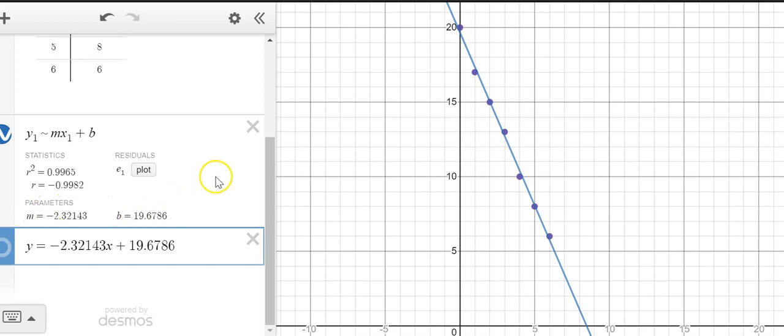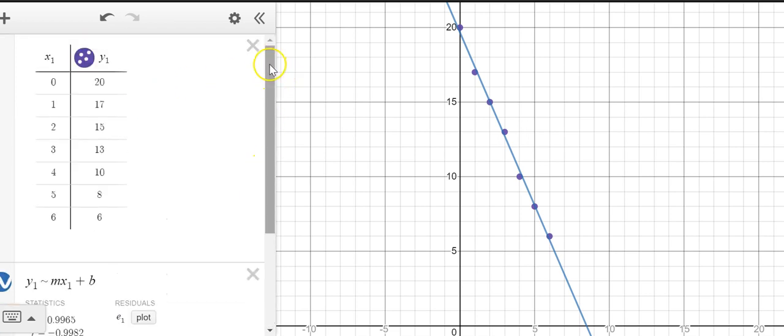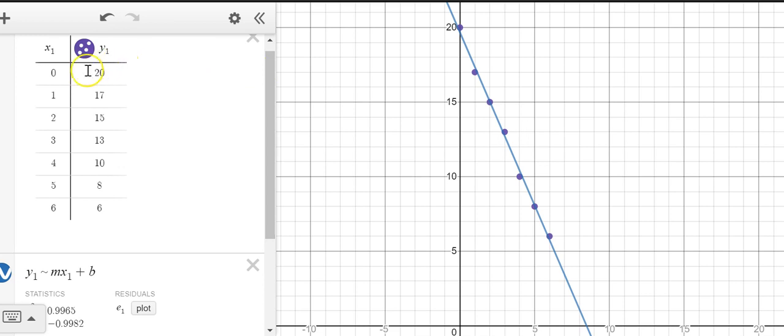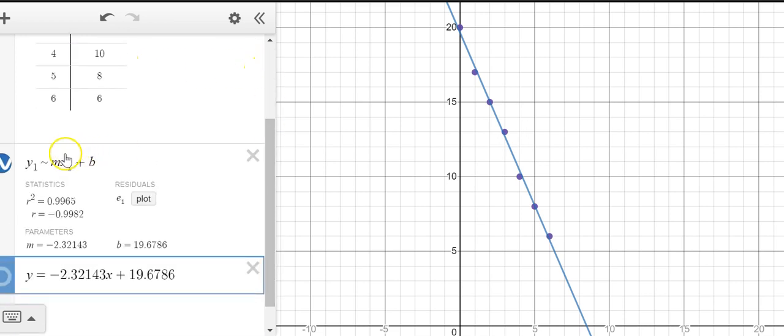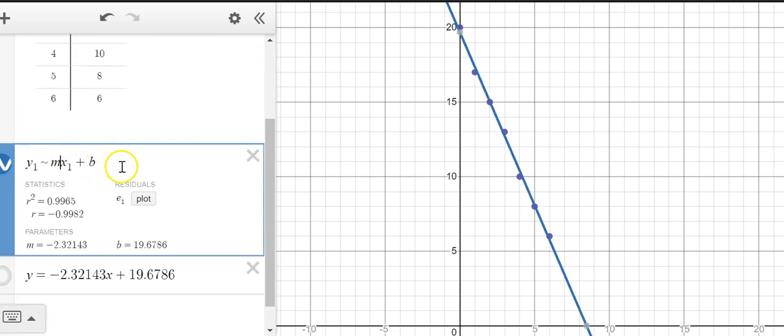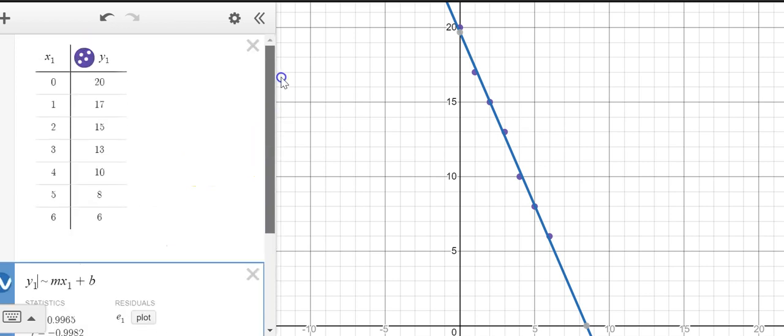Okay, so we don't have to go through doing all the calculations ourselves. Desmos will do that. What we have to do is put in our table, and then once we have our table, we put in the approximate relationship. We know it's linear. The only difference is instead of just calling this y and x, we have to call it y1 and x1, because that's what we called it up here in our table.